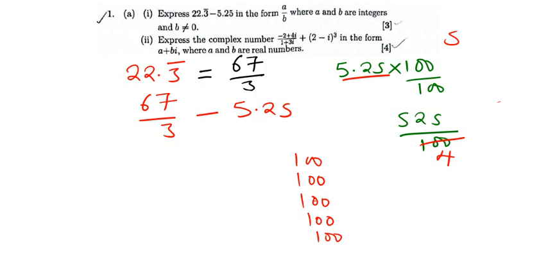So in each 100, the 25 is going there how many times? 4 times. So we can divide each 100 by 25 4 times. The hundreds are 5, so 5 times 4, that's 20, plus the extra 25, that's 21. So we have 21 over 4.